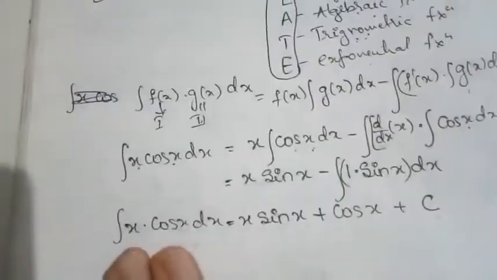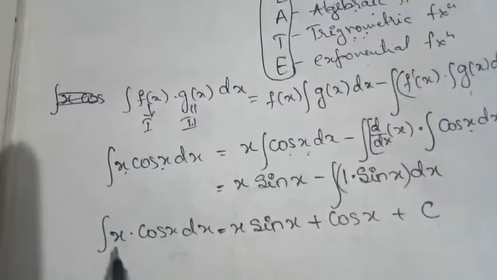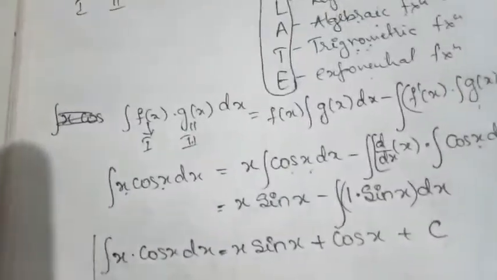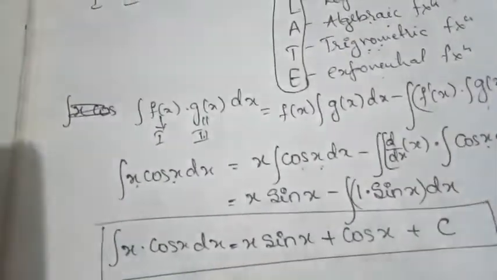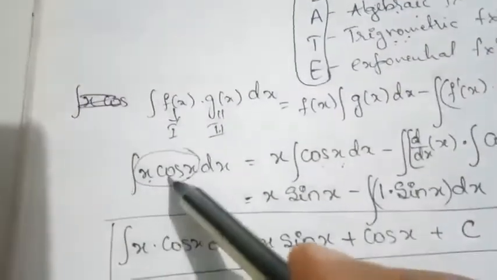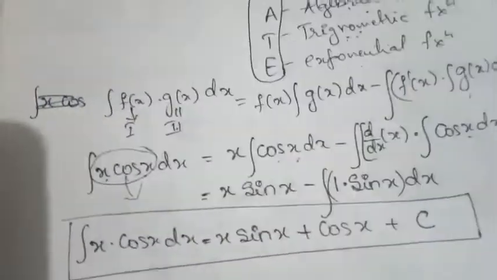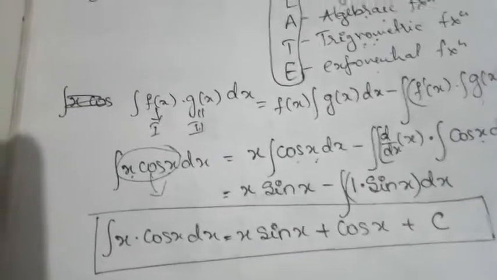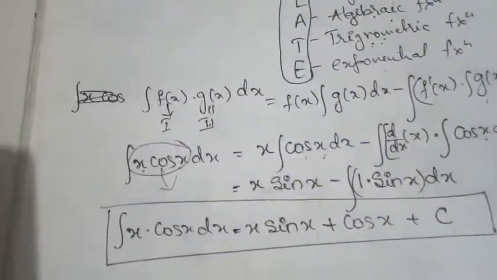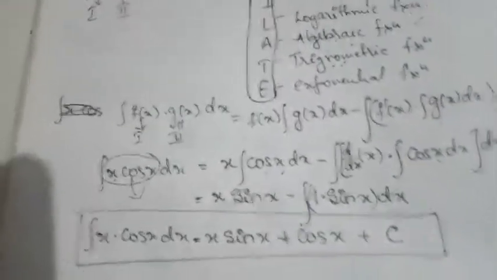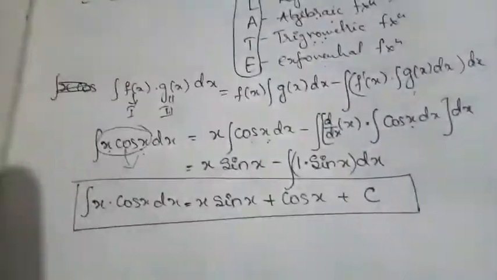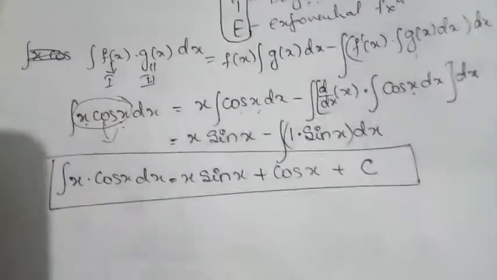That is, the integral of the product of the two functions x cos x is x sin x plus cos x plus c. Other than integration by parts, you cannot solve or get the integral of this type of function. You can give a try to get the integral of x cos x for yourself leaving integration by parts, but we are not going to get the integral of this other than by integration by parts.